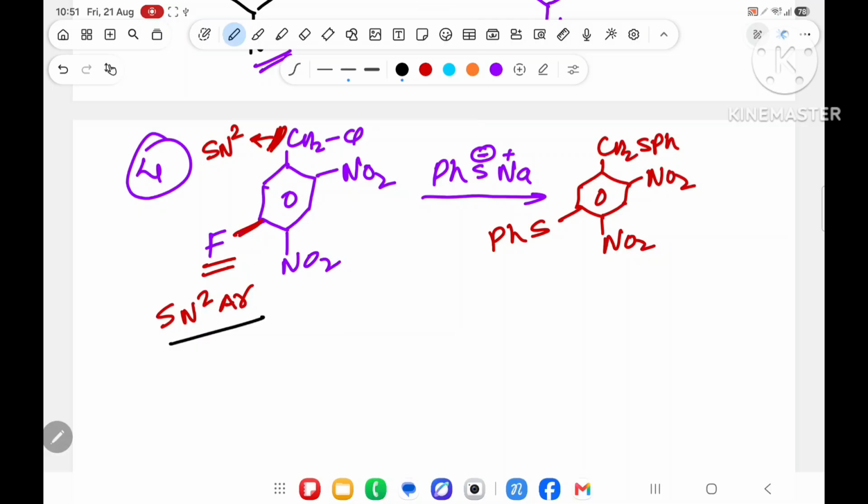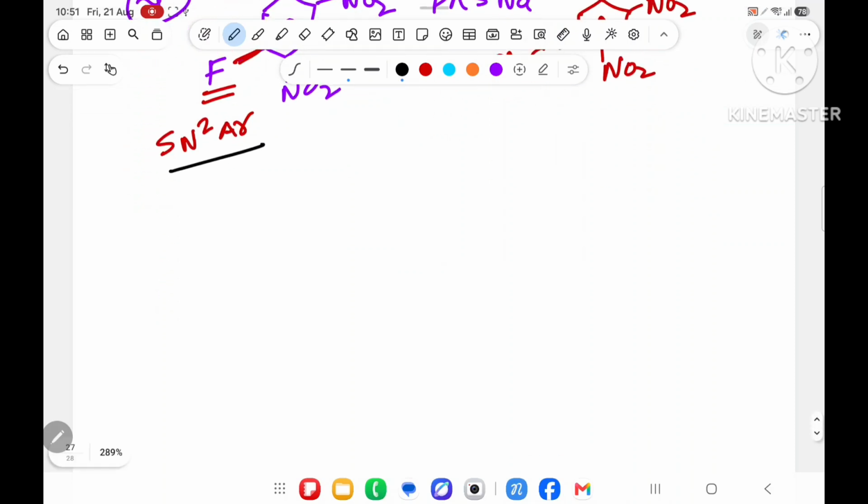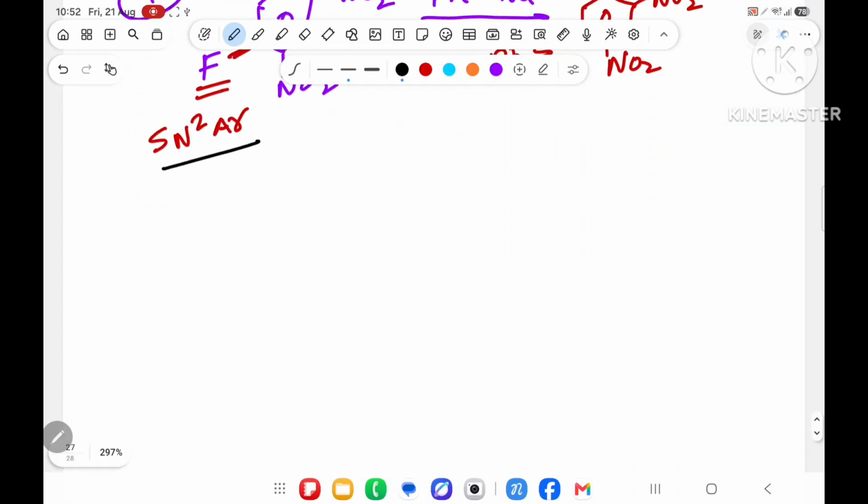So this is all about method of preparation of aryl halide and reaction of aryl halide. The remaining parts, electrophilic aromatic substitution and hydrocarbon, I have covered all of them, don't worry.